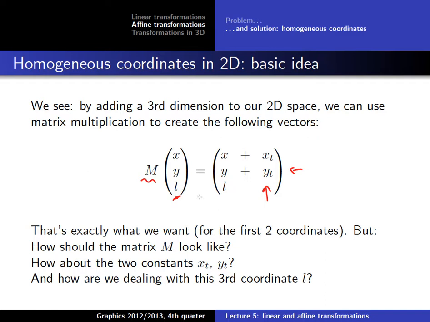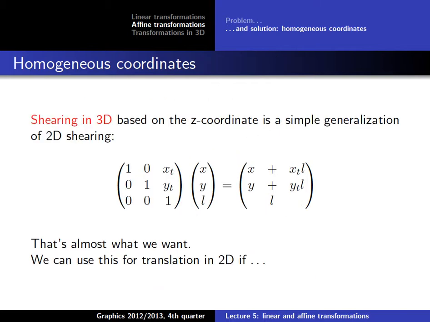And of course, how are we going to deal with this third coordinate here? What's the deal with that one? So, let's first look at shearing in 3D. In 3D, of course, there are different ways to do the shearing, because you cannot only shear in X and in Y direction, you can also shear in Z direction, or in a combination of the two directions, you can shear in X and Y direction.